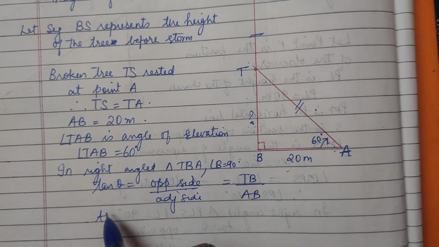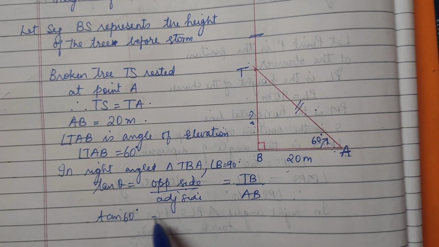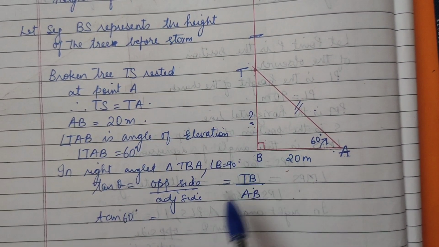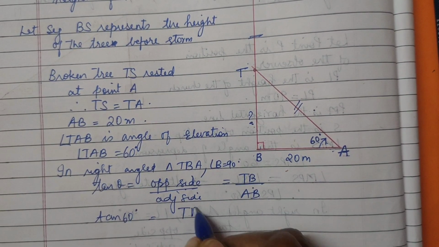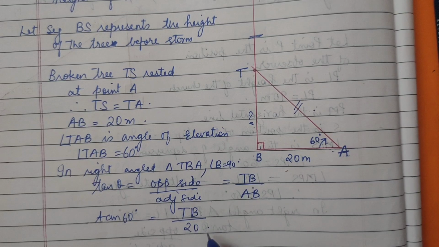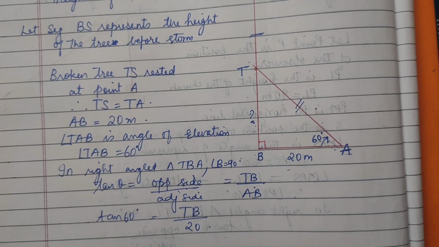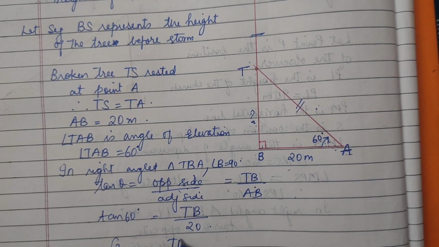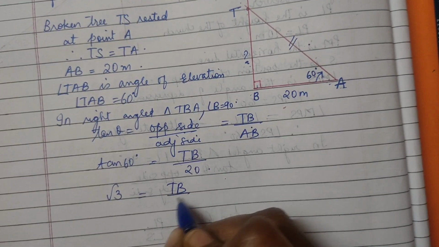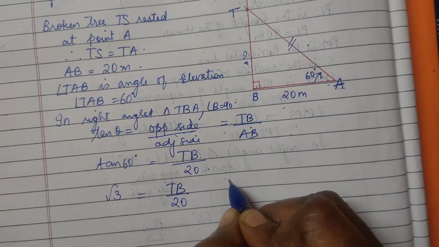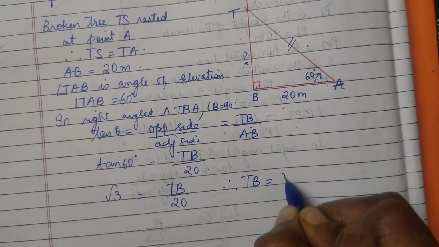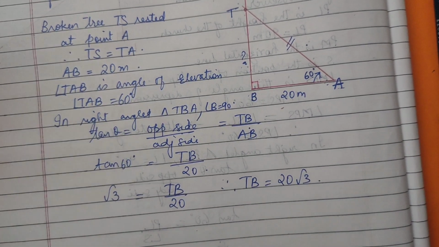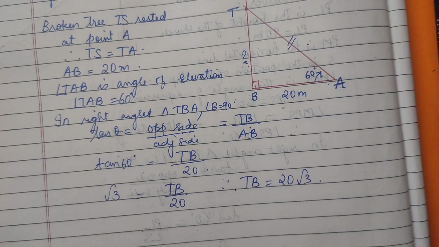So now our tan is how much? We know it's 60 degree. So tan 60 degree equals to, what is our TB? We don't know. So we write it TB upon AB as 20. And tan 60 is root 3 equals to TB upon 20. So we get TB equals to 20 root 3. Let it be right now like this. Okay dear, so now we'll move further.